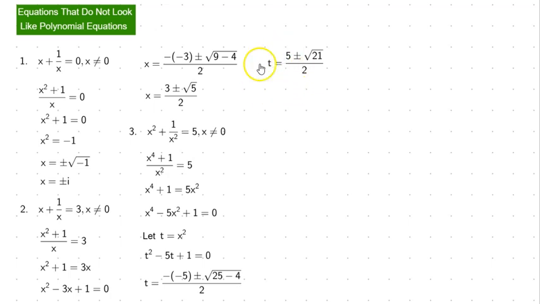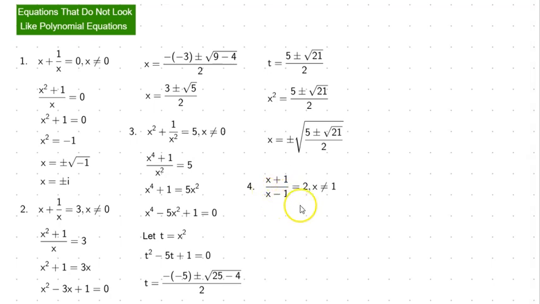But this is not the final result. We need x equal to. So we do substitution back. So x square is equal to t. So t we substitute with x square. Which means x is equal to plus or minus square root of (5 plus or minus square root of 21) by 2.